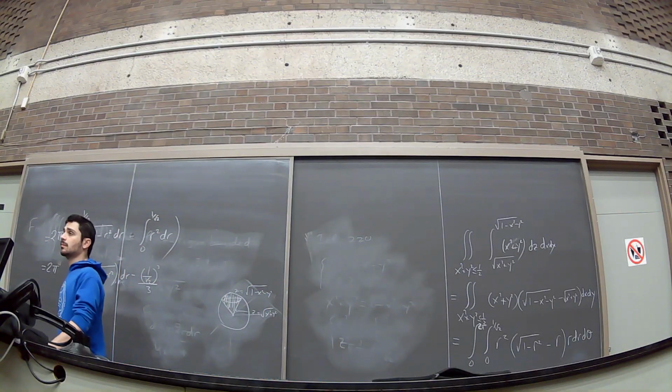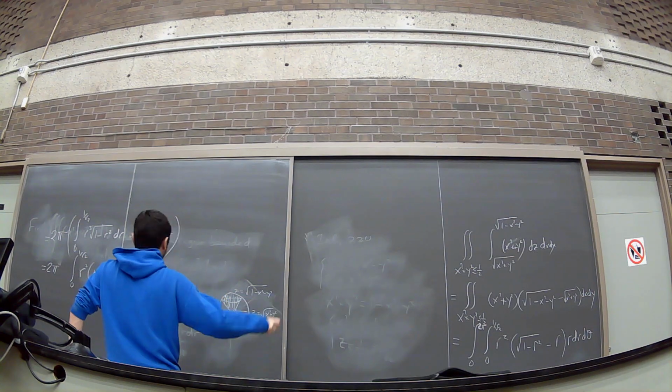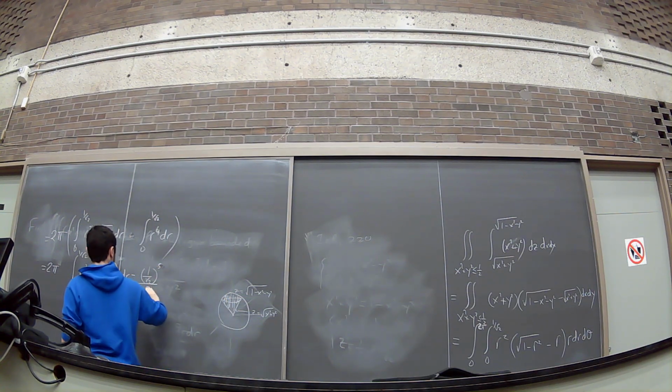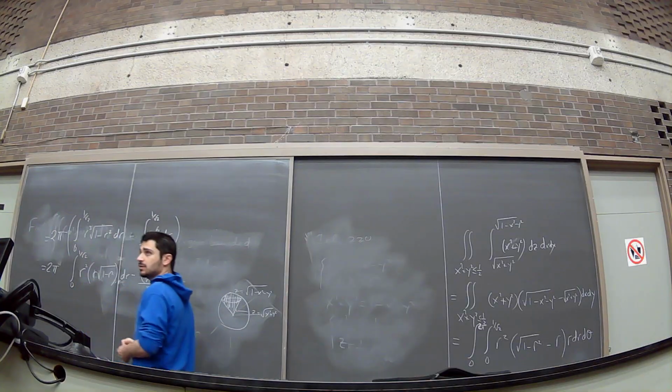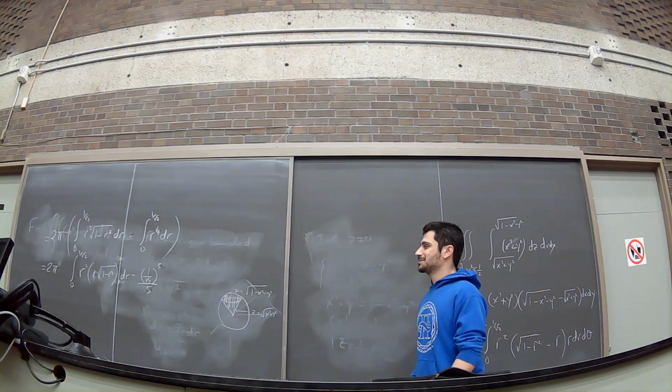Oh shoot, R square R4, yeah, thank you. So 5 over 5, is that right? Is that what you have? Thank you. Great. Now how do we integrate this?